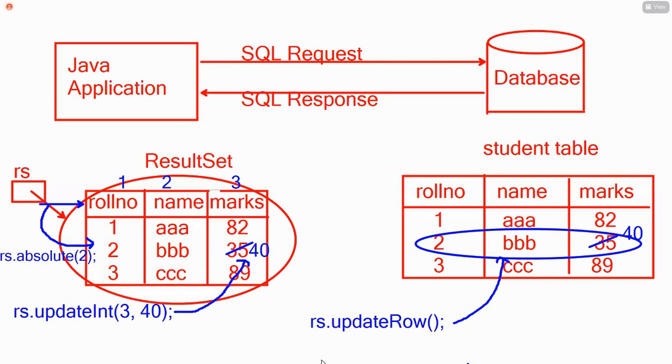So which record do you want to update? First move the cursor to that particular place. Which column do you want to update? That is your update. At last you have to call updateRow. Then only the database is updated. Otherwise only the result set is temporarily updated.